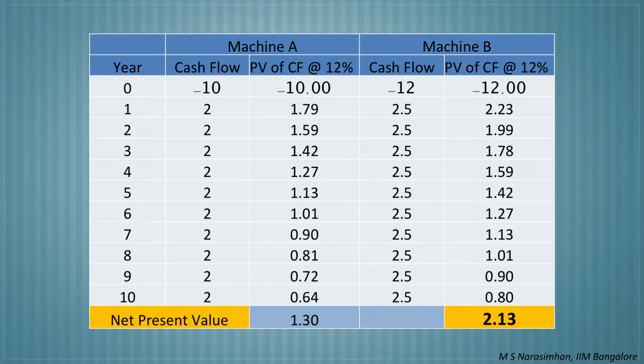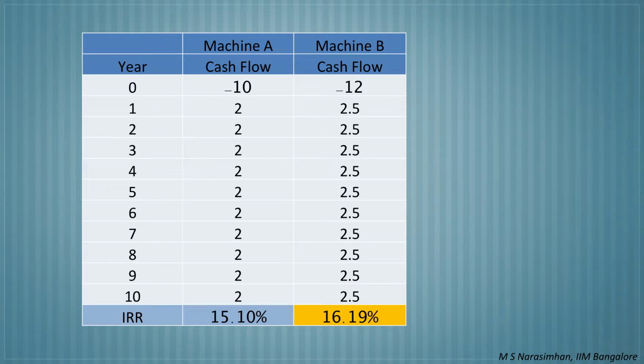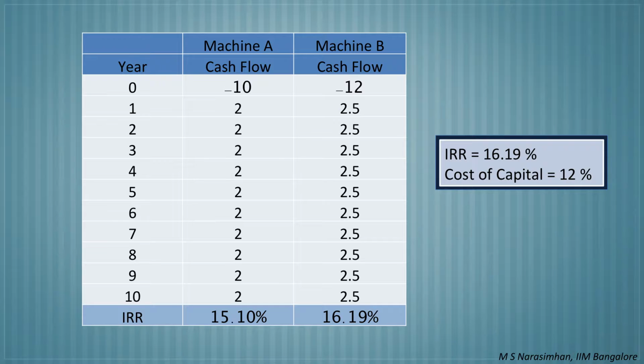In case of NPV, we said an investment of 12 million in machine B adds a value of 2.13 million. In IRR, our interpretation is the project generates a return of 16.19% against the requirement of 12%. The difference is 4.19%. Most managers understand IRR quickly without any further explanation. In that sense, IRR scores better in communicating the project viability.